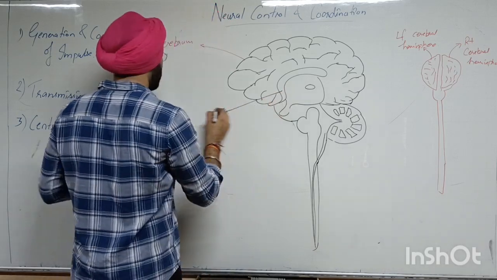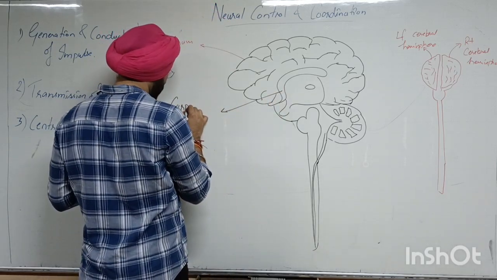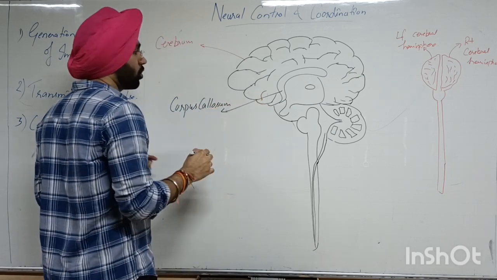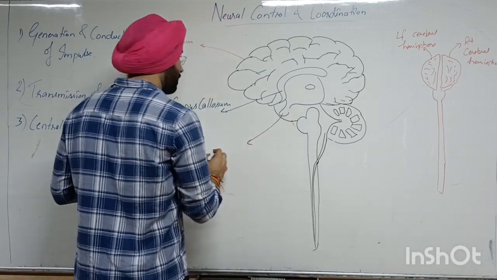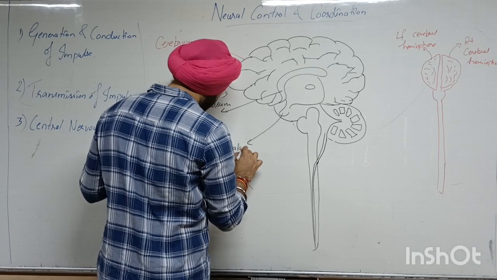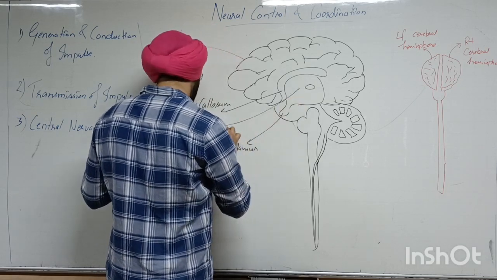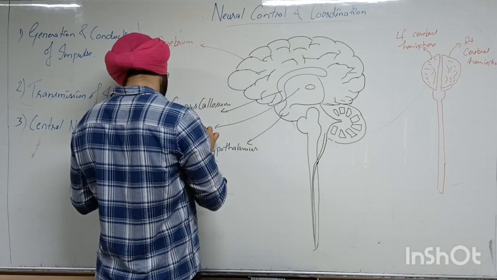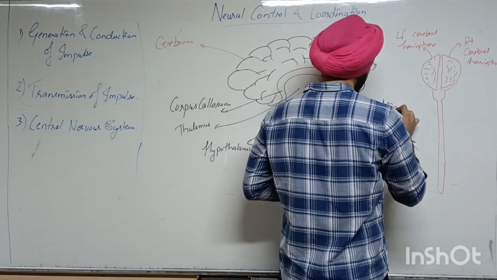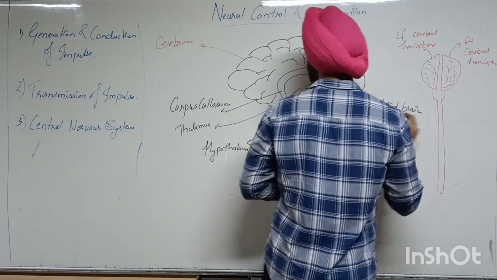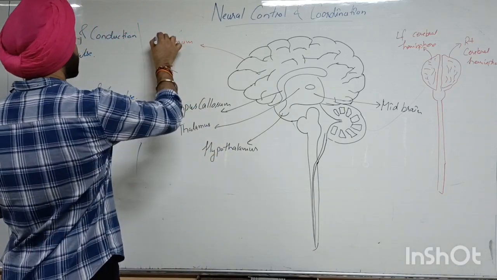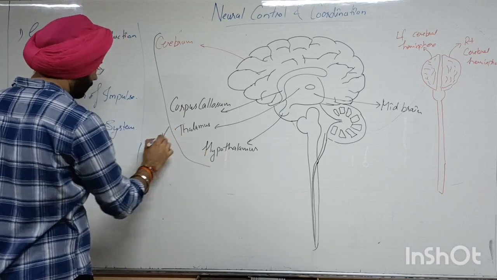Let me come over to the next thing. This part is known as the corpus callosum, this part is your hypothalamus, and this part is your thalamus. This part is your midbrain, and this cerebrum, corpus callosum, thalamus and hypothalamus are part of your forebrain.